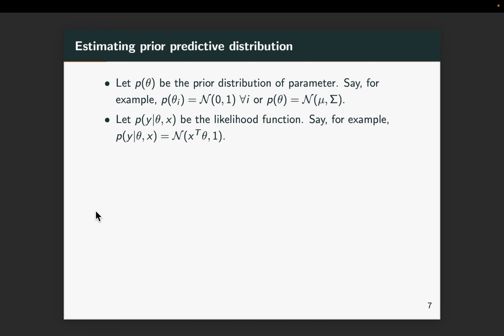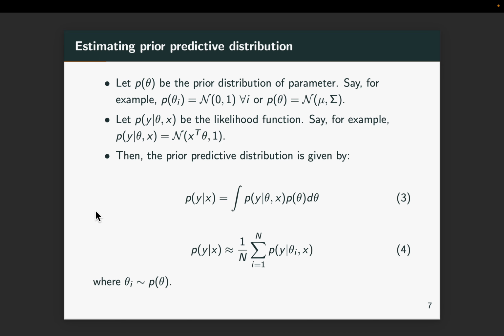And we can then assume the likelihood function. In the case of linear regression, it's just normal with the mean x transpose theta and with some known scale and known variance. In this case, let's assume it's 1. So we can then compute the prior predictive distribution, right? So this is the distribution in y, given that we have not taken into consideration any samples. So P of y given x is the integral of P of y given theta, x, P of theta d theta, and we can write theta i is sampled from P of theta. This is just replacing the integral with the summation.